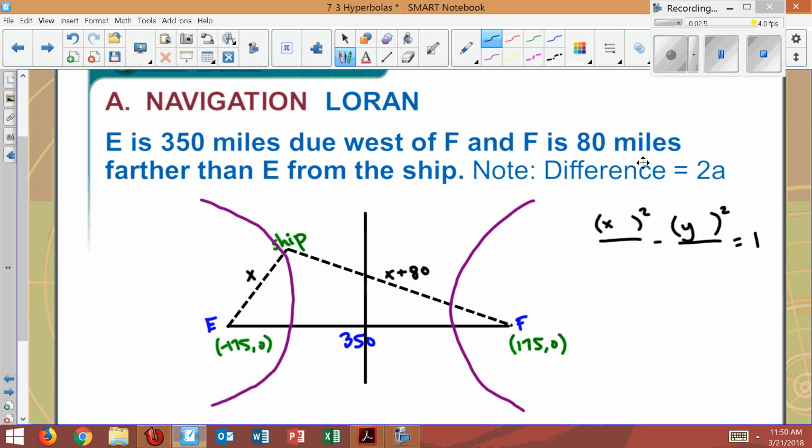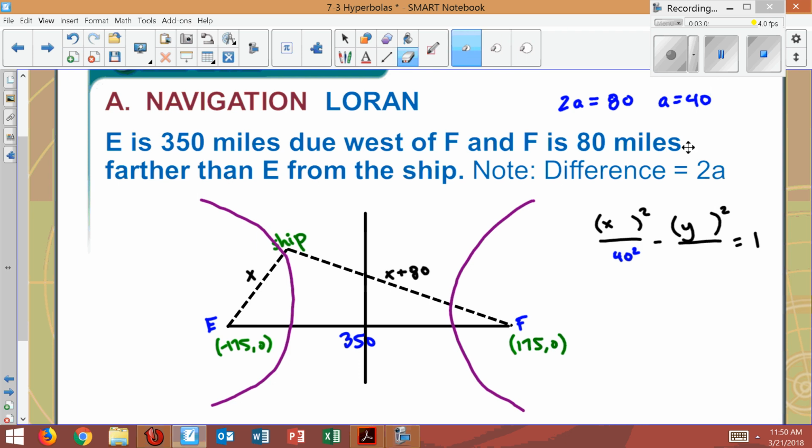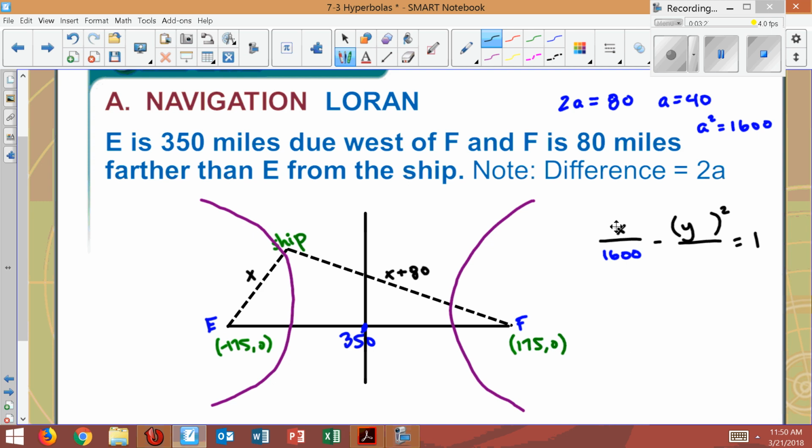Now this tells us the difference is 2a. So this 80 here is our 2a. So 2a equals 80, so a equals 40. And so it'll be 40 squared going right here. I meant to write that a squared would equal 40 times 40, which is 1600. So that's what will go right here. Not only that, we know the center is at the origin, so I'm going to replace the top with just x squared, and here with y squared.